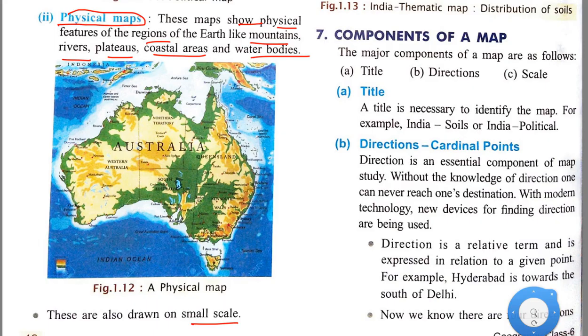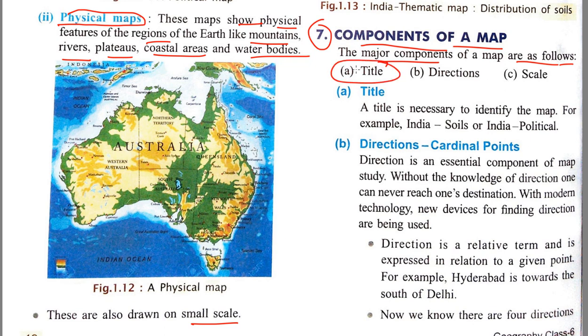So next our topic is components of a map. The major components of a map are as follows. What type of components are there? In any kind of map we can see some basic components. There should be one title. If it is a physical map, there should be the title, physical map.